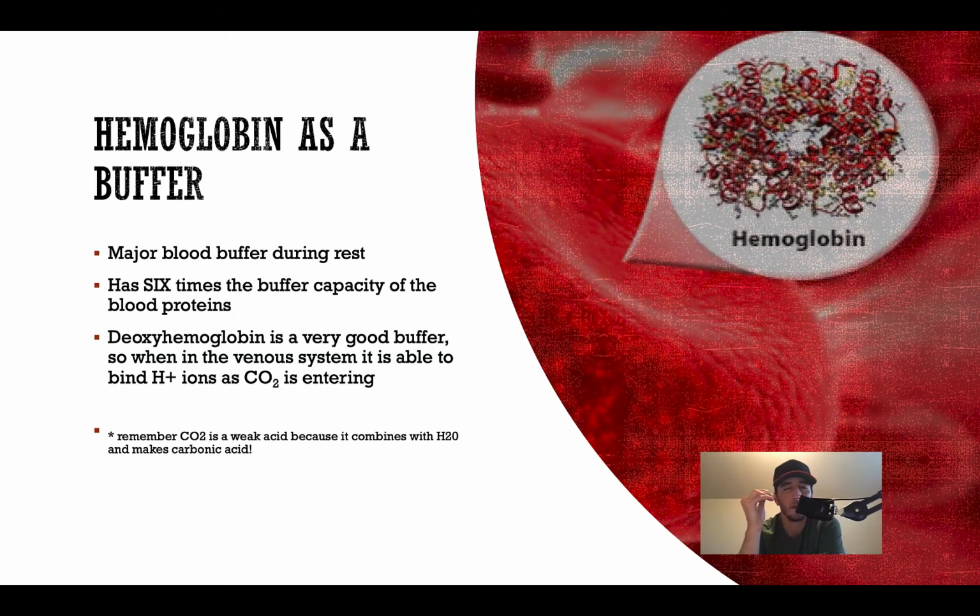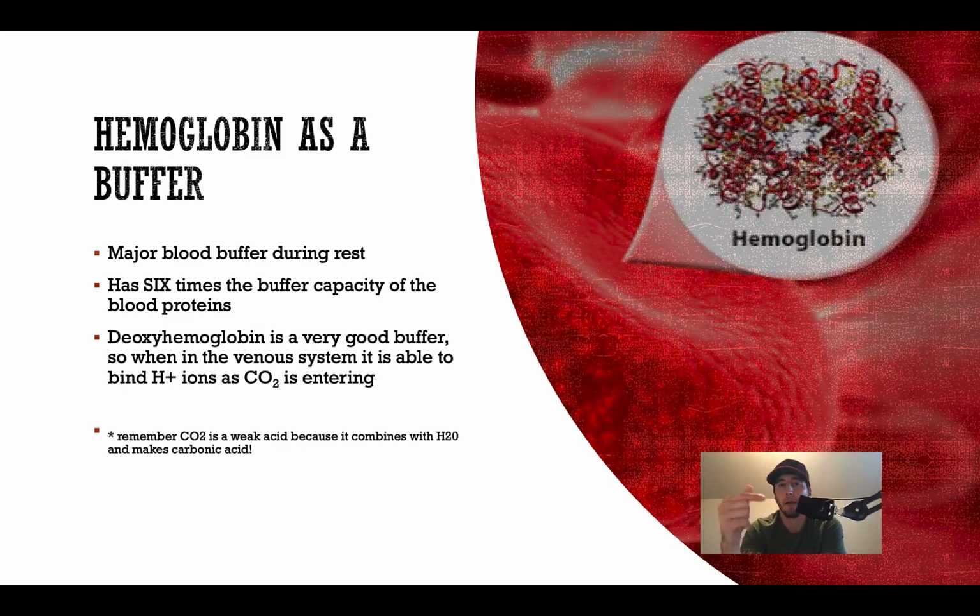Hemoglobin is just used for transporting oxygen, right? Like, isn't that what we learned? Well, it's not just that, right? It is going to be used as a buffer as well. When we make it across the arterioles and we get into the venules, we're going to have deoxyhemoglobin, right? We're going to have already offloaded the oxygen and we're going to have deoxyhemoglobin.